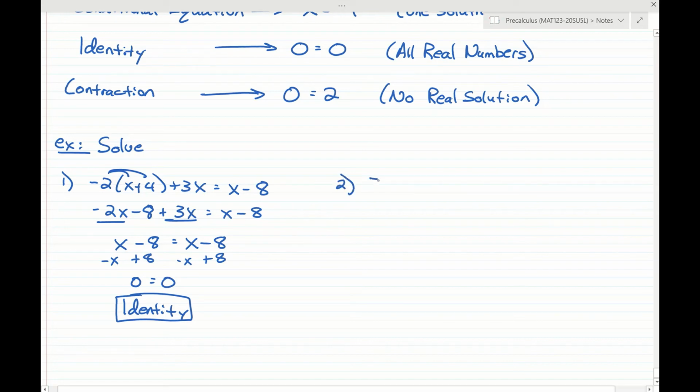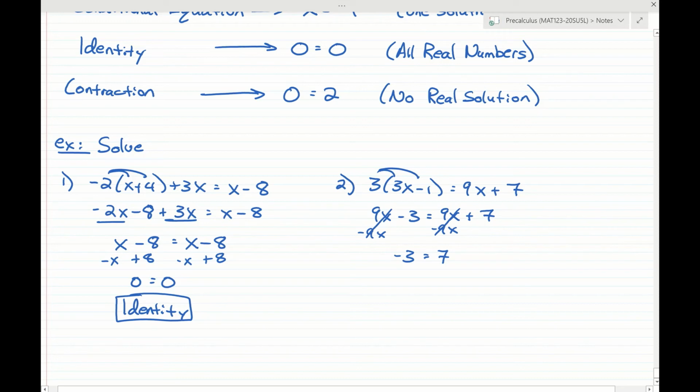Another example like this would be 3 times 3x minus 1 is equal to 9x plus 7. Now in this case, if we distribute, we get 9x minus 3 is equal to 9x plus 7. Subtract 9x on both sides. And we get -3 is equal to 7. We could add 3, but bottom line is the x's are gone, and we have one number which is clearly not equal to another number. We would call this a contradiction, or you could even just tell me at this point that there's no solution. I'll accept either of these. Generally, people just write no solution.